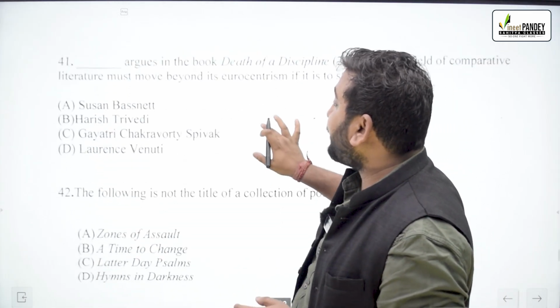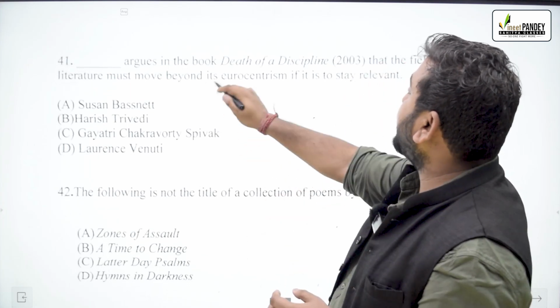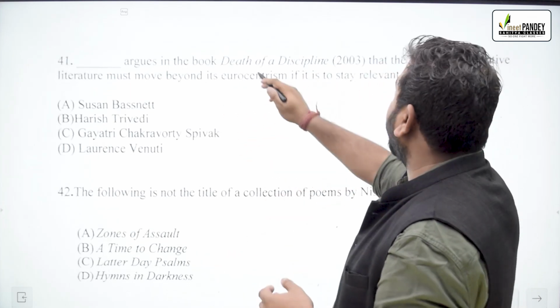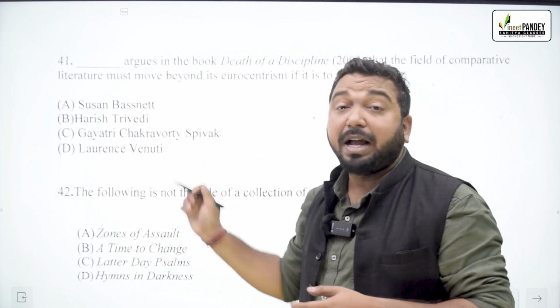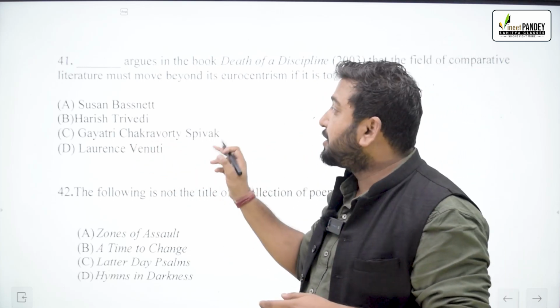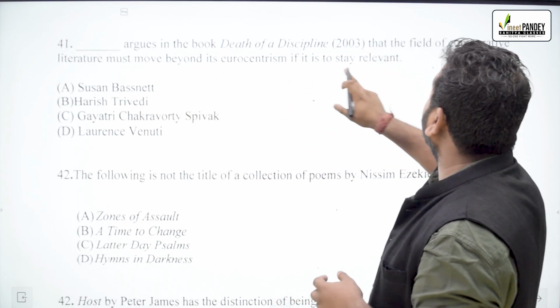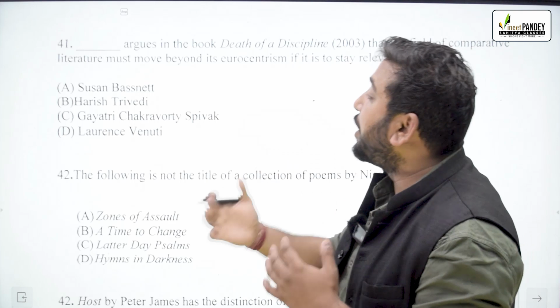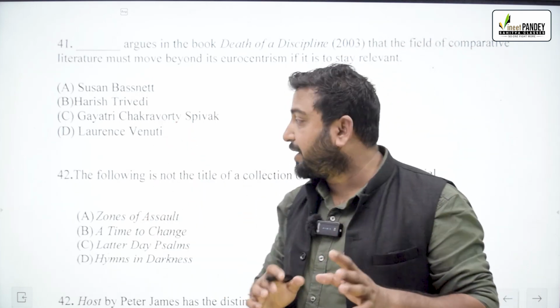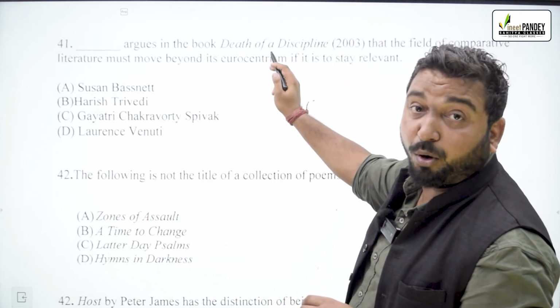Then, who argues in the book Death of a Discipline, 2003? Gayatri Chakravorty Spivak. She is the one who talks about Eurocentrism, that we must avoid Eurocentrism. That's the direct answer. You should know this book.